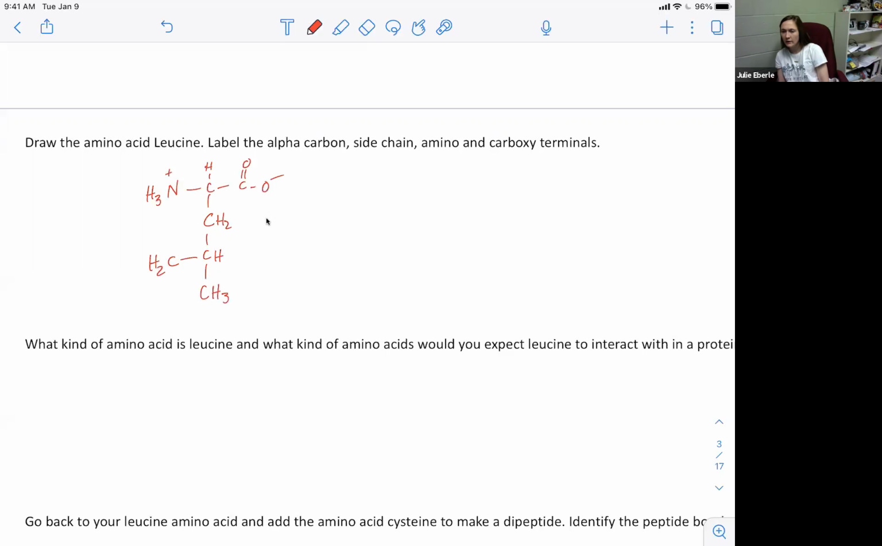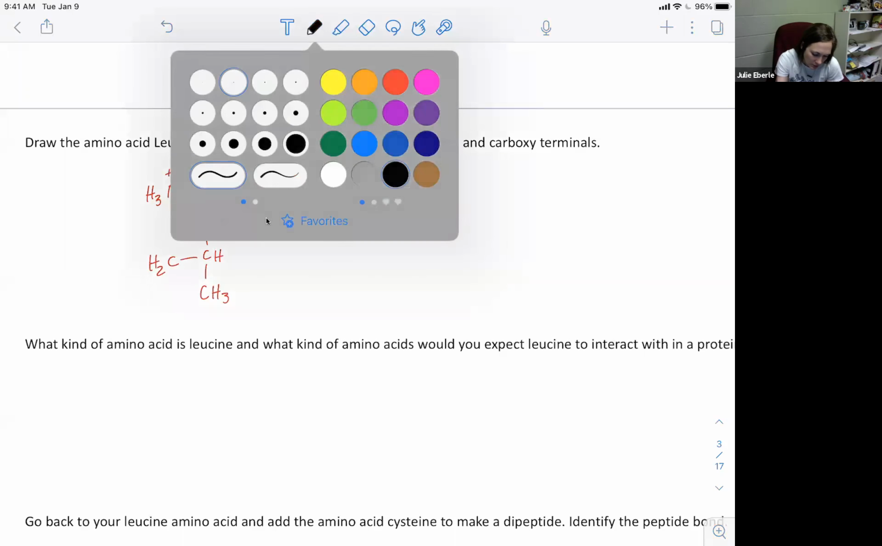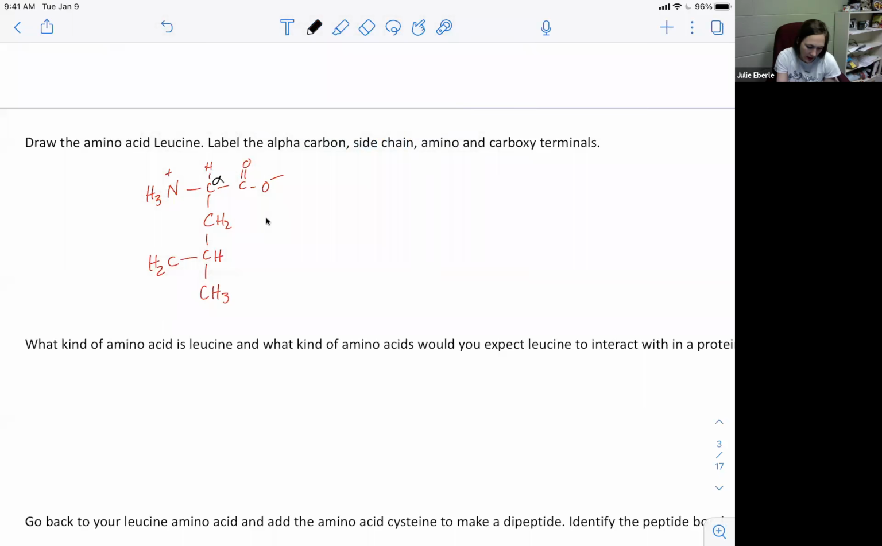So go ahead and label the alpha carbon. Indicate somehow what portion is the side chain. And then which terminal is which. So here's what you should have. This right there is the alpha carbon. And this is your N terminal. This is your carboxy terminal. And this right here is your side chain. So all the different parts.